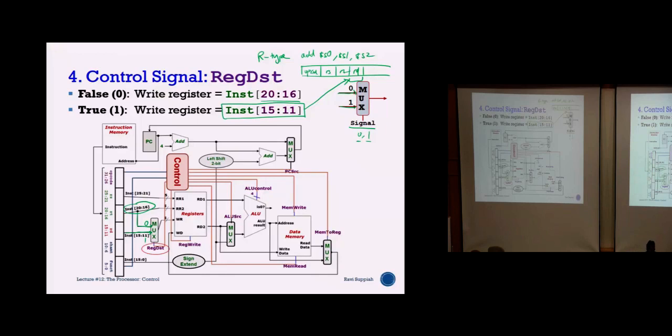So for an R-type instruction, I will say that my register destination should be 1. When register destination is set to 1 for an R-type instruction, what will happen? Bits 15 to 11 of the 32-bit instruction will be selected to go through the multiplexer and be sent to the register file as the register I want to write to. So that is how you decide the mapping between 0 and 1 and the selector logic value.